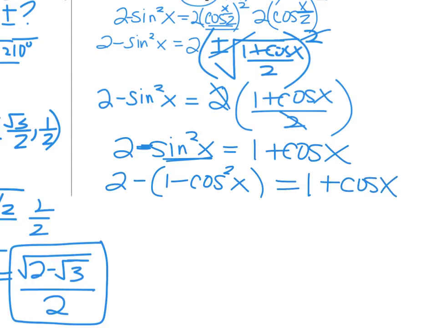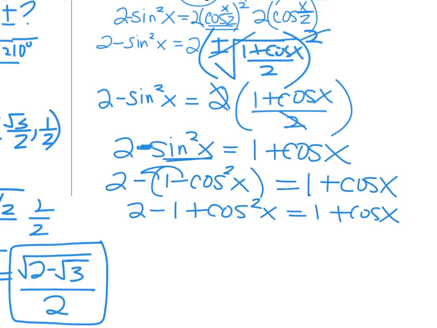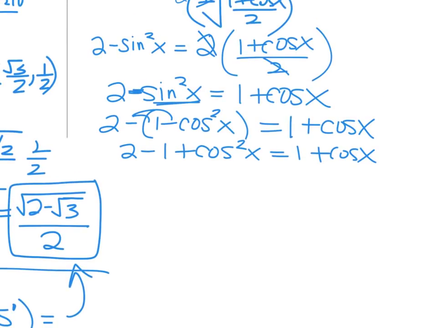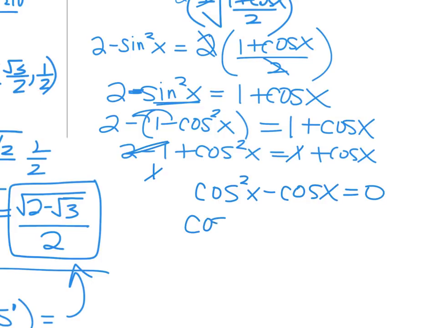Okay, so distribute the negative, and you get 2 minus 1 plus cosine squared x equals 1 plus cosine x. And we have squared, so we're going to bring everybody over to one side. Let's replace that with just 1. You subtract 1 from both sides, that's gone. And then bring the cosine x over and set it equal to 0. Ooh, we've done so much. All right, now factor out that cosine.